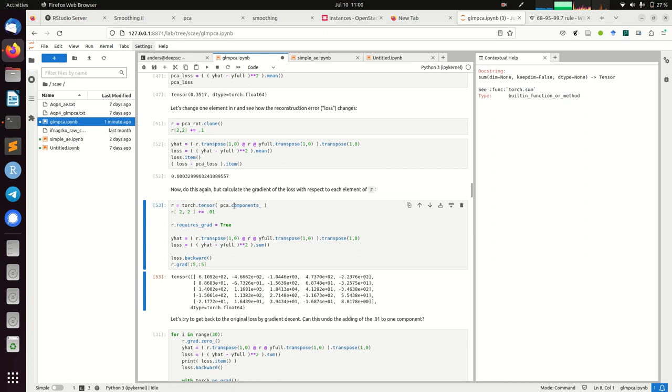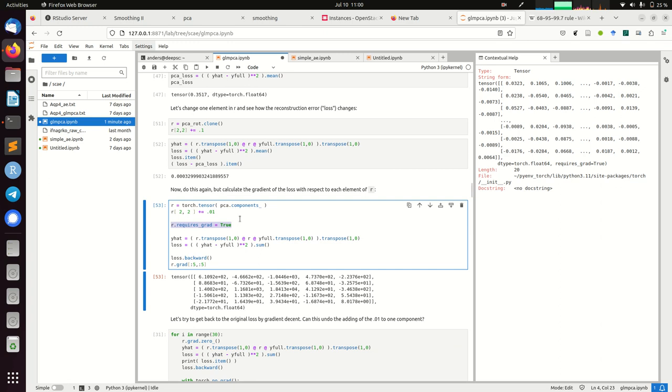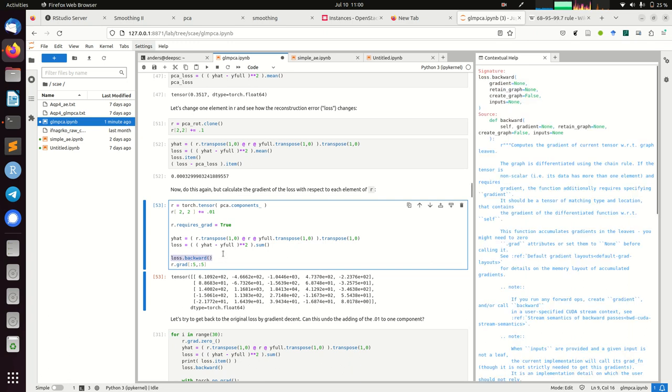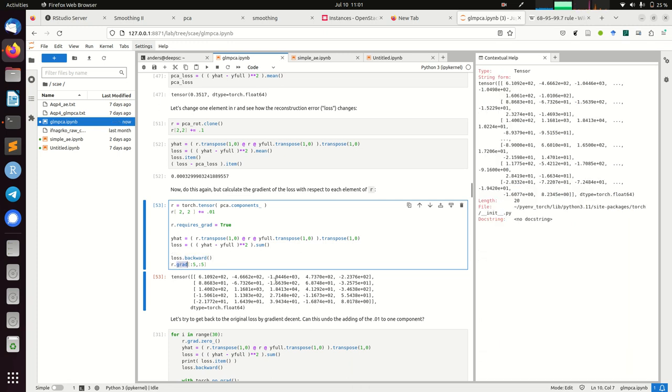So what has happened now is the following. By saying that I need a gradient of R, torch will now keep track of all subsequent calculations which involve the tensor R. And if I now say loss dot backward, it goes backwards from loss and asks how does loss depend on R? And what I then get here is this matrix, which is the matrix of derivatives of loss with respect to each element of R.